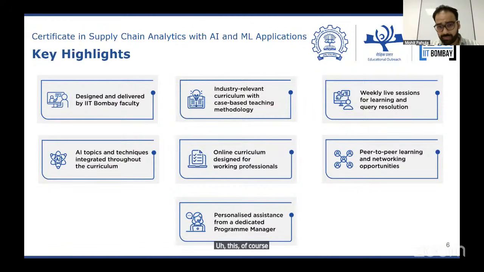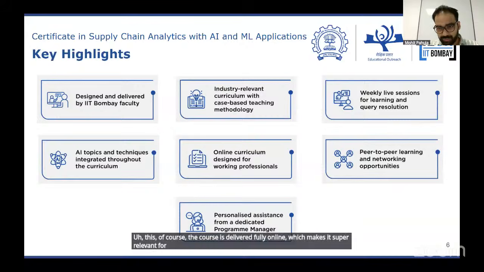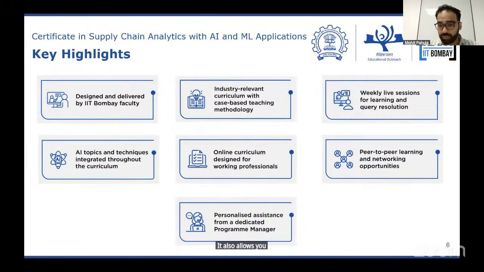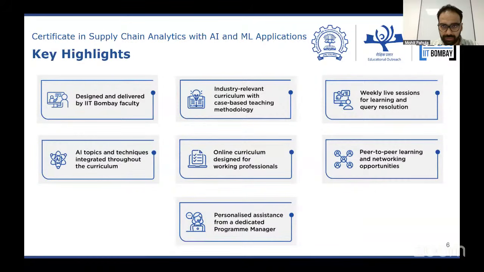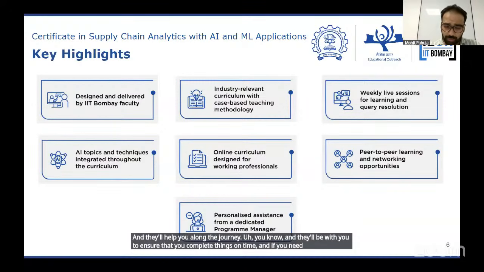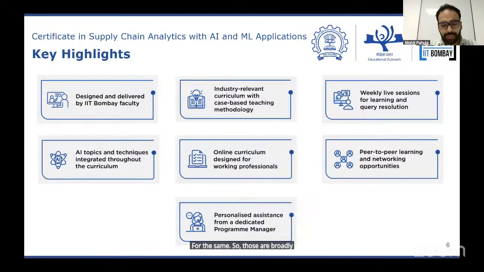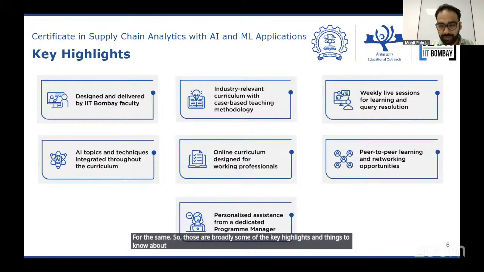The course is delivered fully online, which makes it super relevant for working professionals. It also allows you to network with like-minded peers. And finally, as we said, all the candidates will, of course, get personalized assistance from a dedicated program manager from the Great Learning team. They'll help you along the journey, and they'll be with you to ensure that you complete things on time, and if you need any support, any help, the program manager will be there to help you out for the same. So those are broadly some of the key highlights and things to know about before we get deep into the program and its various aspects.